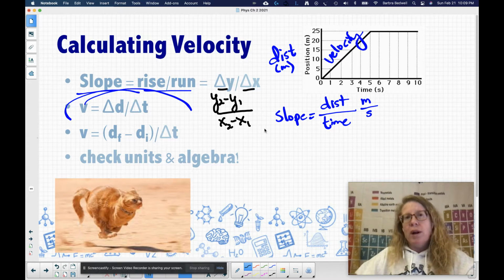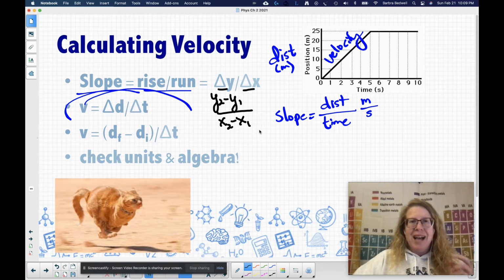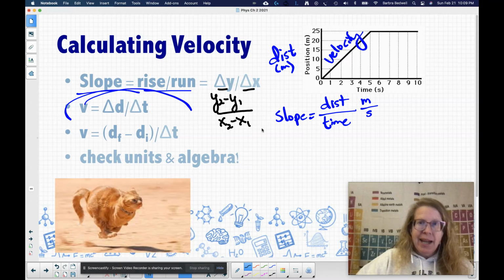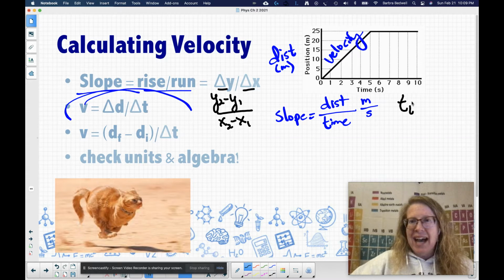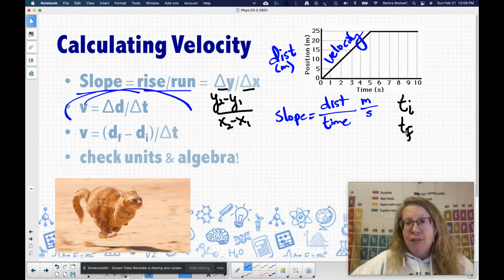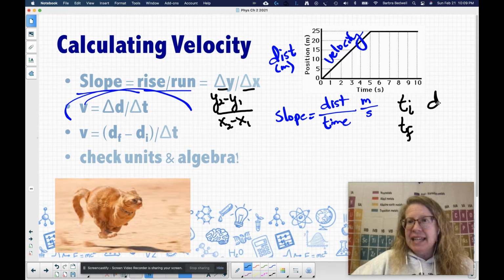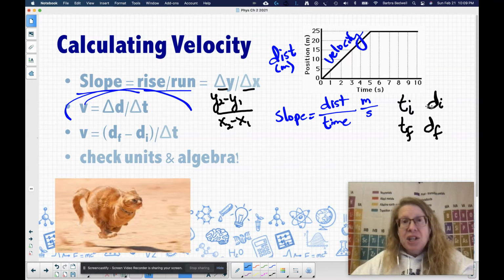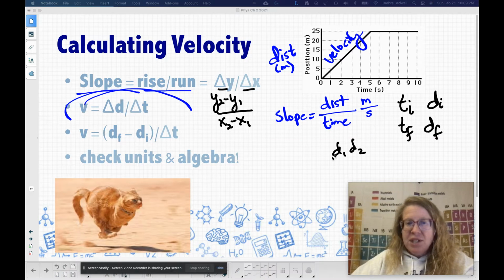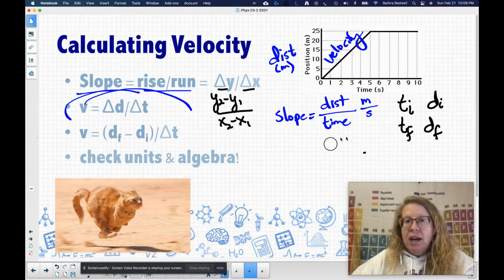So rather than using ones and twos, in physics, we tend to use i's and f's, ti and tf. So ti versus tf, initial time and final time. Same thing, di and df are more commonly used, initial distance or displacement and final distance or displacement. We don't typically do the d1, d2 kind of thing. It has a slightly different meaning in physics. So I just wanted to warn you about that. That definitely does look a little bit different in physics.